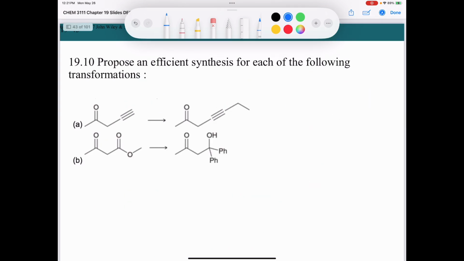All right, next question. Propose an efficient synthesis for each of the following transformations. In A, you can see that we need to add 2 carbons here, but we know there's an acidic proton here, so we could abstract that with sodium amide and then treat it with ethyl iodide. That's just some alkyne chemistry. The problem with that is sodium amide is also a good nucleophile, so that would come in and attack here, and that would destroy the carbonyl.